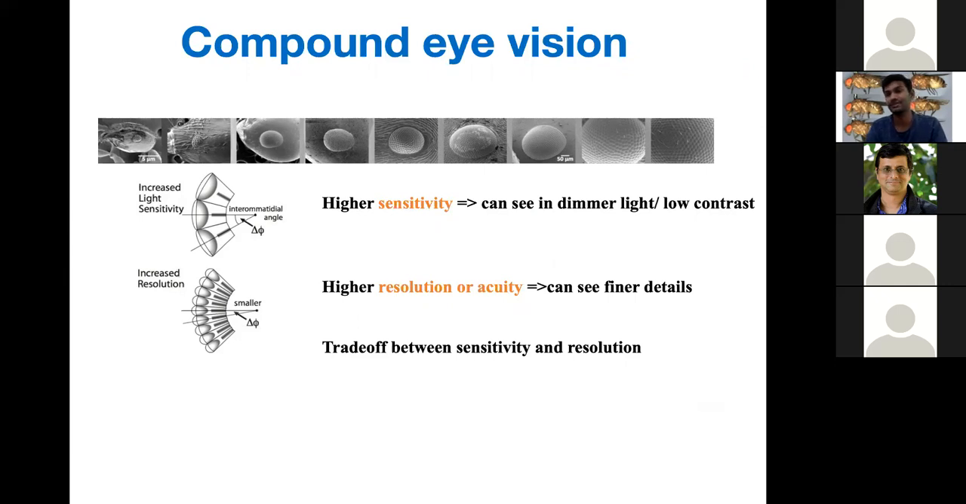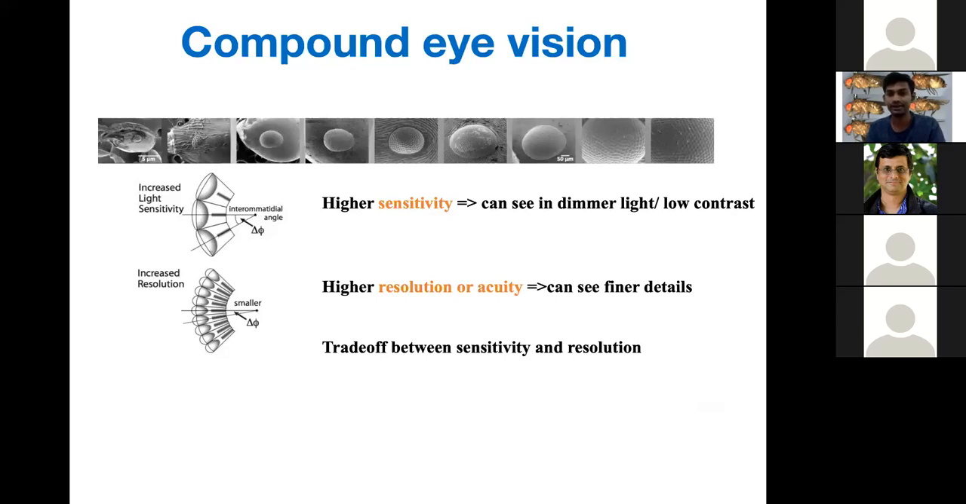If you have larger ommatidia, you can collect a larger number of photons, so you have higher sensitivity to light. You can see in dimmer light, or you can see low contrast images as well. And the other option is to have many but smaller ommatidia. That way your interommatidial angle, the angle that you see here, would be really small, and that helps you have higher acuity or resolution, so you can see finer details in the image.